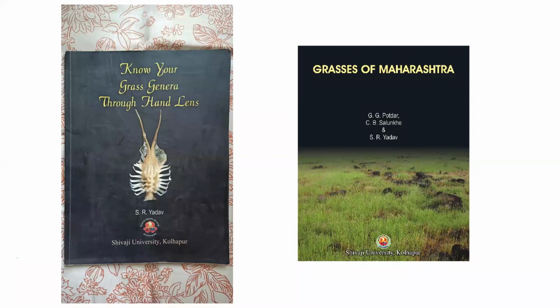So there is this book. This is a very useful book. It's called Know Your Grass Genera Through Hand Lens. Anyone can identify grasses to the genus level if they have this book and one hand lens. And this is another really good book, Hand Illustrated Grasses of Maharashtra. And there will be a lot of common species also in other parts like central India, south as well as the north. So you can also start using these books to identify grasses.